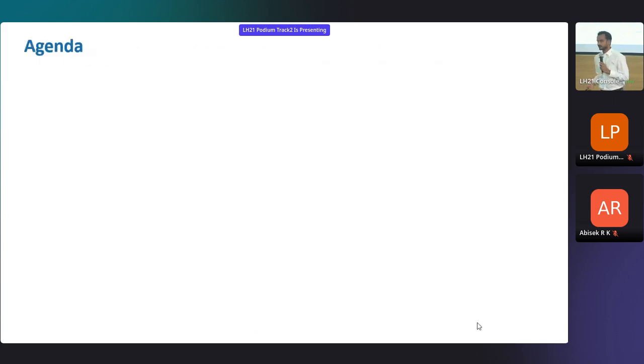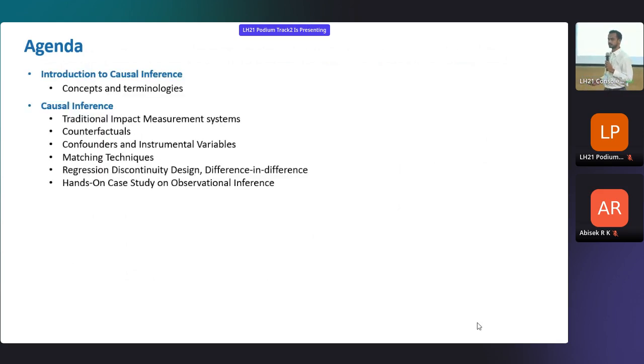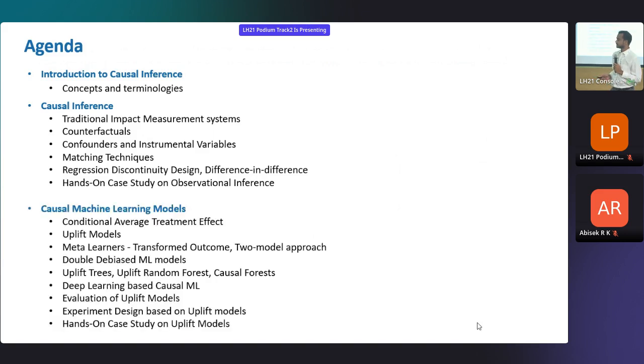So we enter into the world of causal inference. Throughout the course of this tutorial, we will talk about a few concepts and terminologies, what counterfactuals are, some matching techniques, RDDs, and so on. We'll also have a hands-on exercise. We'll also talk about the machine learning models that are available to extract the causal effect of treatment on outcome, examples like uplift models, meta learners, and so on. We'll have a hands-on here as well.